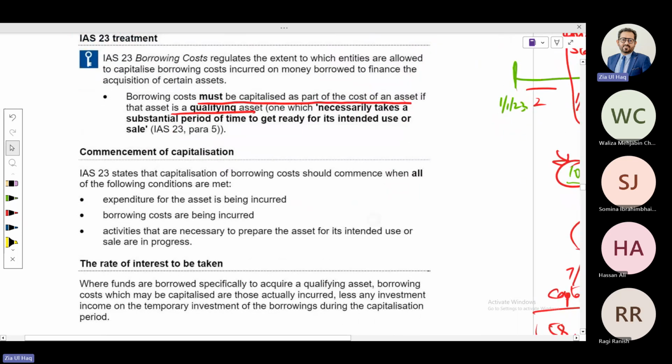So commencement of capitalization: IAS 23 states that the capitalization of borrowing costs should commence when all of the following conditions are met. Expenditure for the asset is being incurred, meaning that loan amount is used in asset construction. Borrowing costs are being incurred.